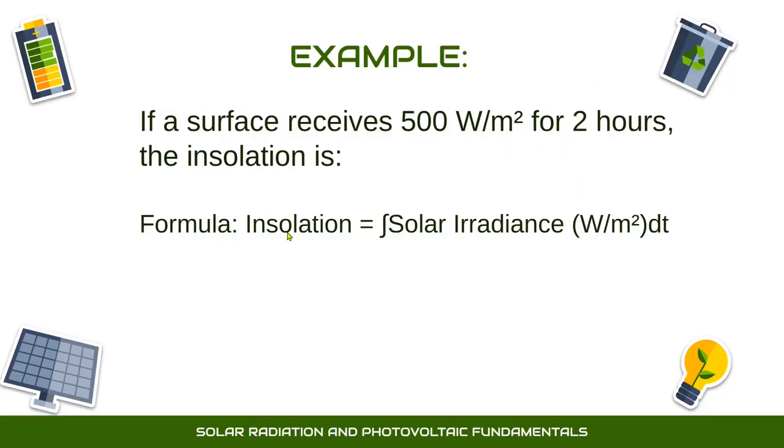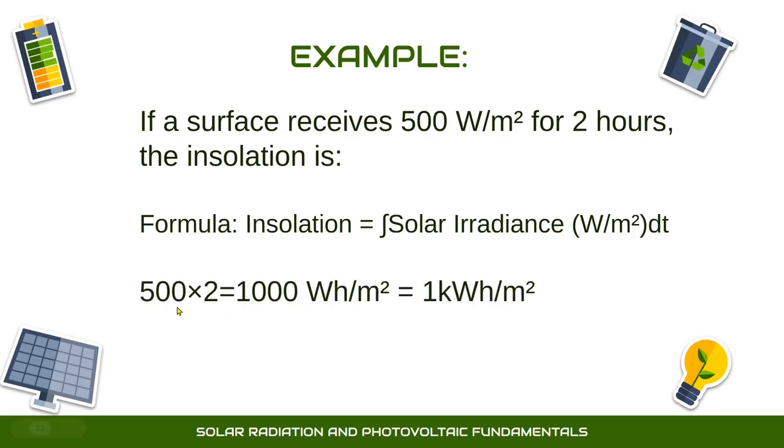You get the insolation. Okay, but in this case, they have already given us our solar irradiance. So what we need to calculate now is the insolation, which, it says, it ran for 2 hours. To do this is simple. We'll do 500 times 2, which is the 2 hours. We'll be getting 1000 watt hour per square meter. So 1000 watt hour per square meter is also approximately equal to 1 kilowatt hour per square meter.